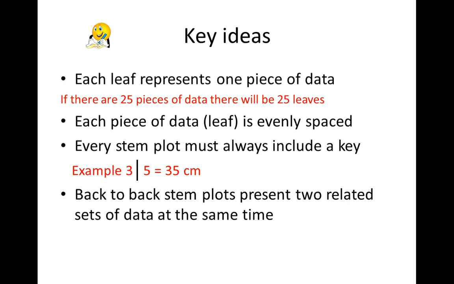Every stem plot must always include a key. For example, 3 line 5 equals 35 centimetres as an example. And back-to-back stem plots would be used if we have two related sets of data that we're trying to show the information for at the same time. So they would be good to use if we were looking at males and females, for example.